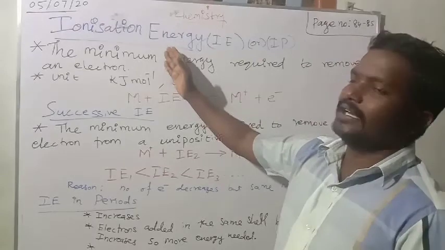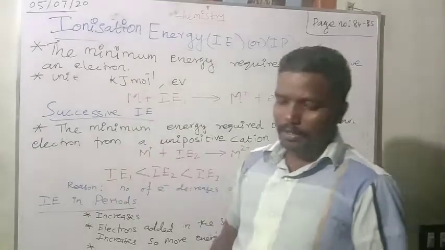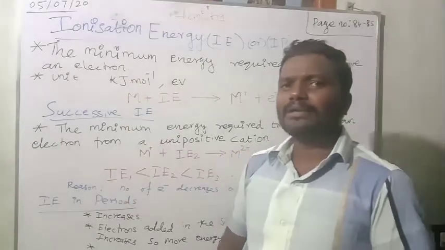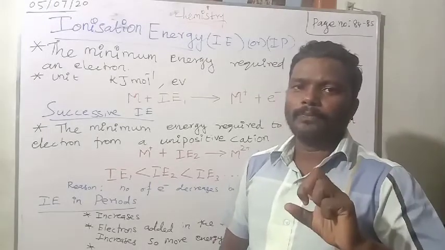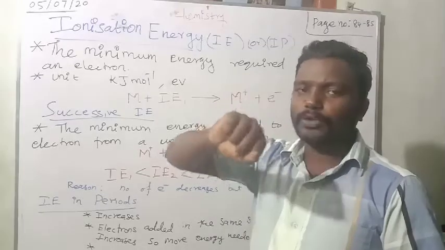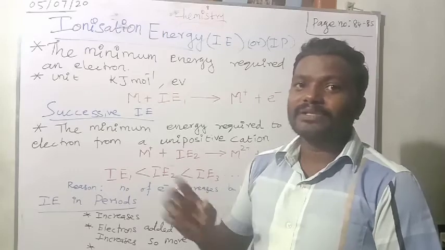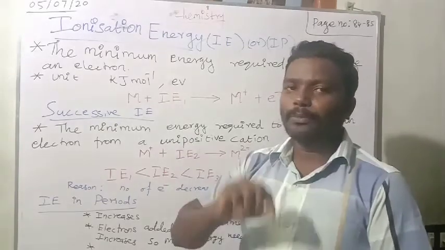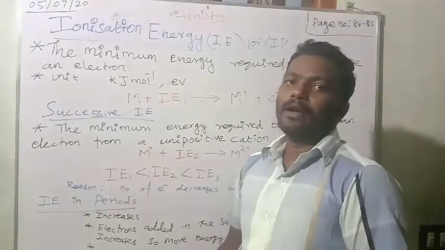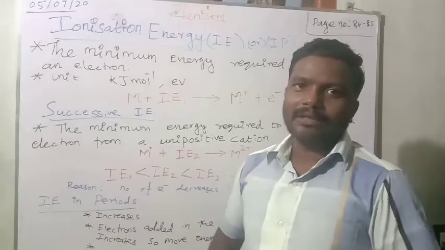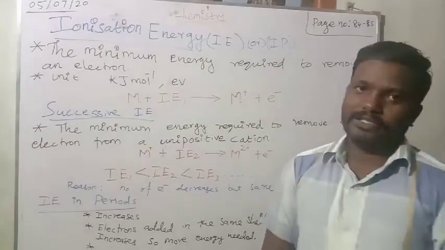What is ionization energy? The minimum energy required to remove an electron. Why do we want to remove it? Suppose you take one atom and are going to remove an electron from the valence shell, because we cannot remove from the inner shells, only from the valence shell. If you remove the valence electron, we have to give some energy. That energy required is called ionization energy, right?